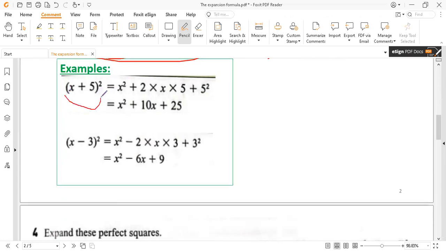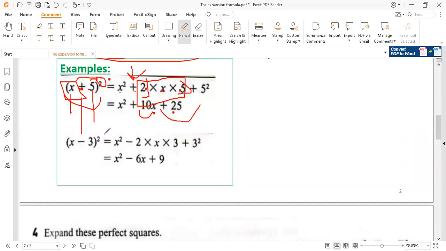Like (x plus 5) squared. We have a, we have b, and we have a positive sign, so the middle term should be positive. Here a is x, so x squared plus 2ab: 2 by x by 5. The numbers here are 2 and 5, so we can multiply them to obtain 10x. Plus, because we know that the last term is always positive, 5 squared, 25. Good, easy.